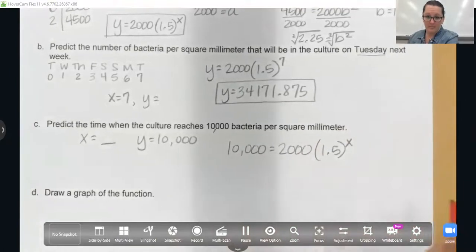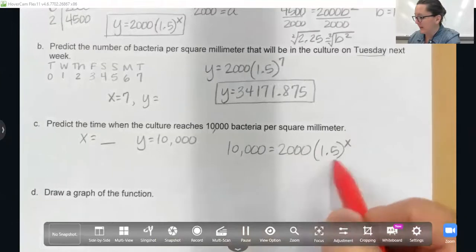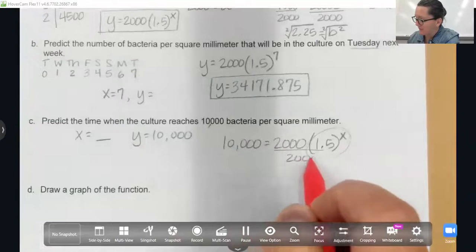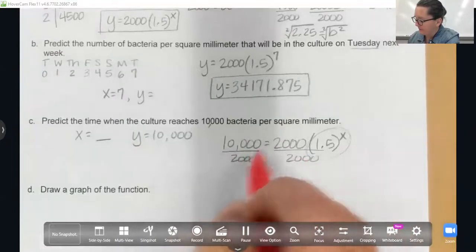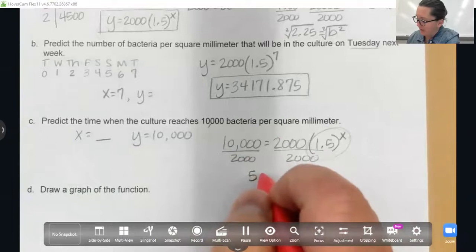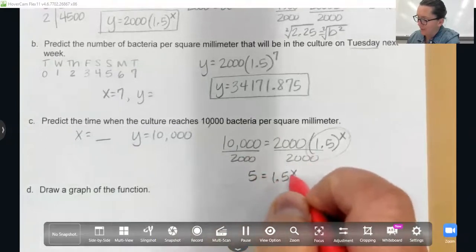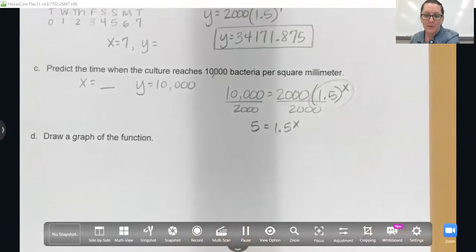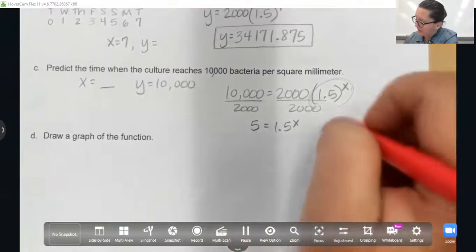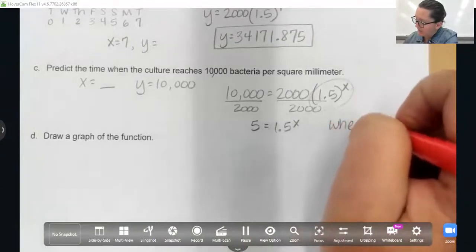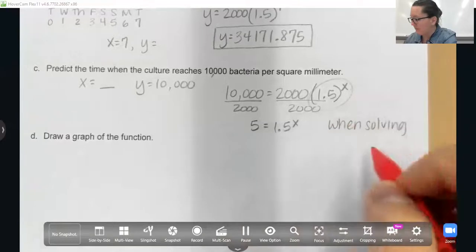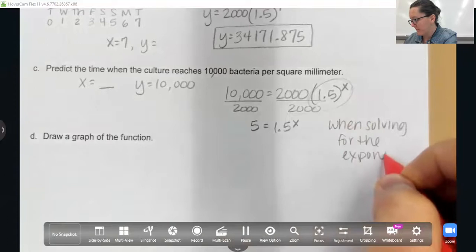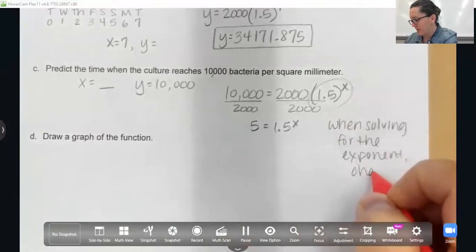So I'm first going to isolate, right? I'm going to isolate this value here by dividing by 2,000. So we have 5 equals 1.5 to the x power. Now, what do I do when I'm solving for my exponent? I change it to a log. So I'm going to write that little note down. When solving for the exponent, change to a logarithm.